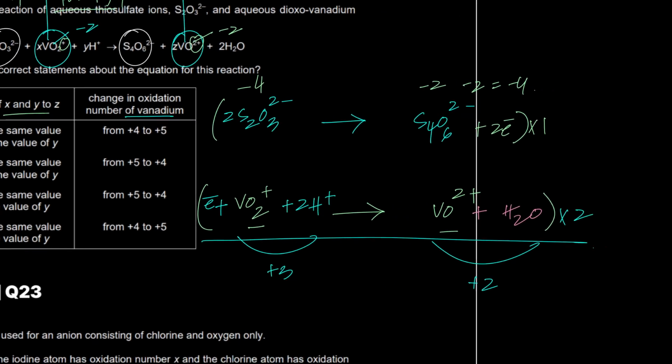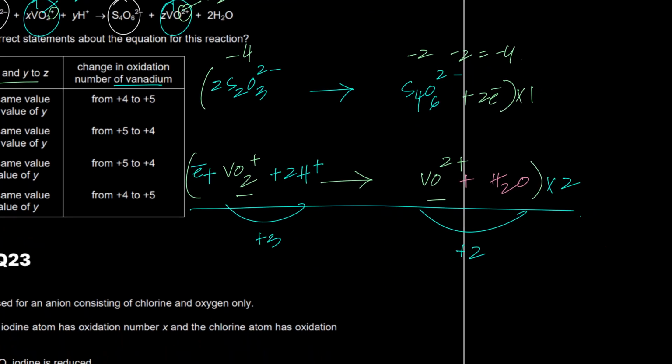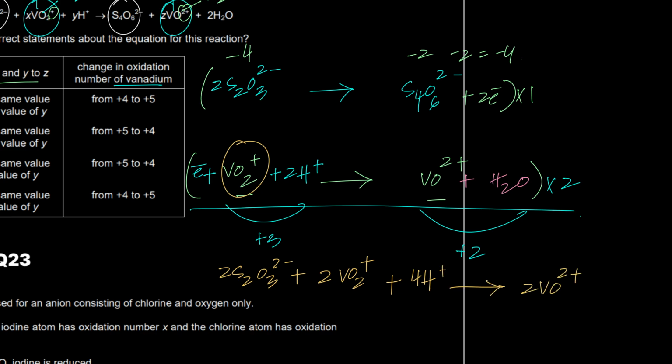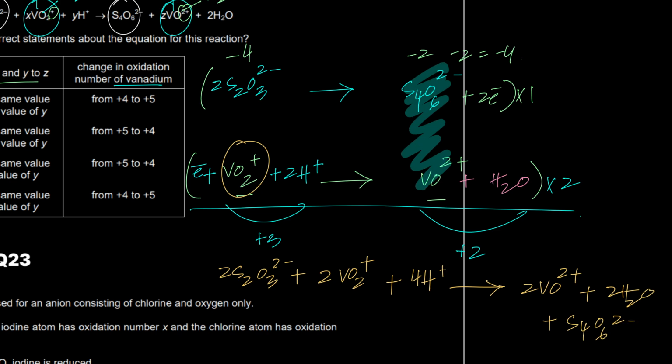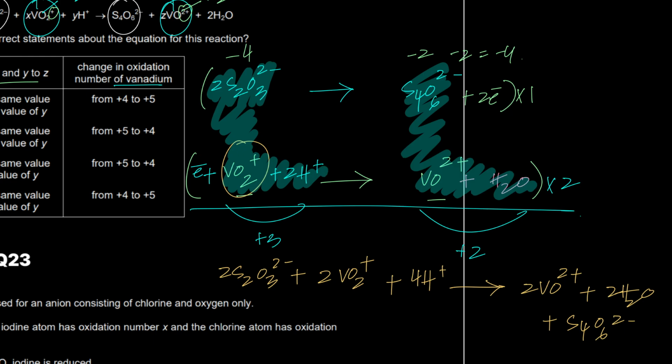To figure out X, Y, and Z, I needed these two equations. So let's add them together now. So you have 2 S2O3 2 minus, and then add this left-hand side. You have how many VO2 pluses? 2 VO2 plus. Sir, why 2? Why not 1? I've multiplied the 2 with the entire equation. Plus 4 hydrogen ions gives me 2 VO2 plus 2 H2O plus S4O6 2 minus. I'm just adding the left hand side and the right hand side. Electrons lost and gained are equal. Done. Khatam.